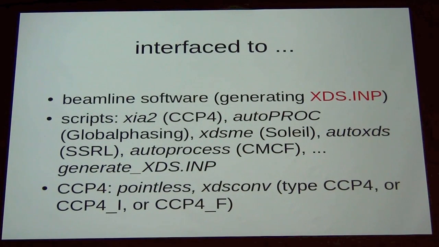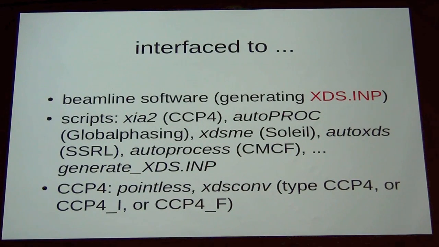So fairly easy. My own script is also here. That's the lowest one, generate XDS.INP. It's a bash script, so if you have a new detector that you would like to try with XDS for XDS data processing, you just grab this bash script and see how I treat those other detectors, and then you add some lines to it. It's very easy to understand, even if you're not a programmer.